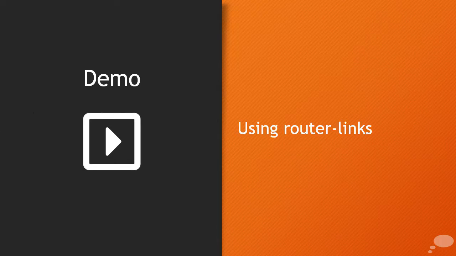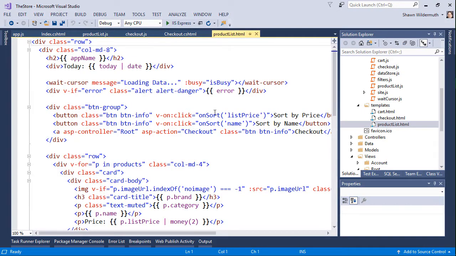So now let's look at something called router links. If we go and open up that product list.html, the button that isn't working is this button right here, the checkout button. And the reason is we were using Razor in order to specify the path to go to for checkout. And this was perfect for when this was server-side code, but this is no longer server-side code. This is all client-side code or markup that we're going to be using here. So let's get rid of those.